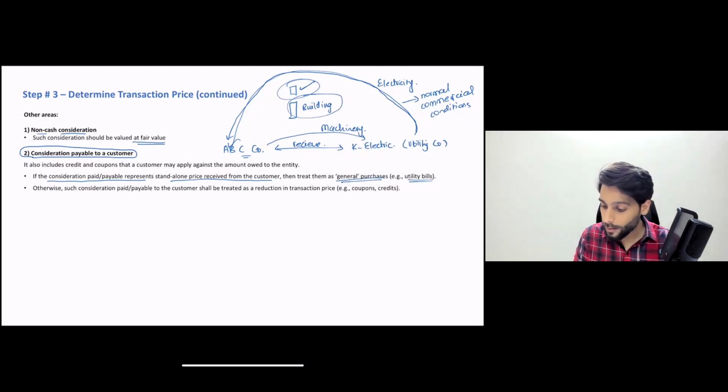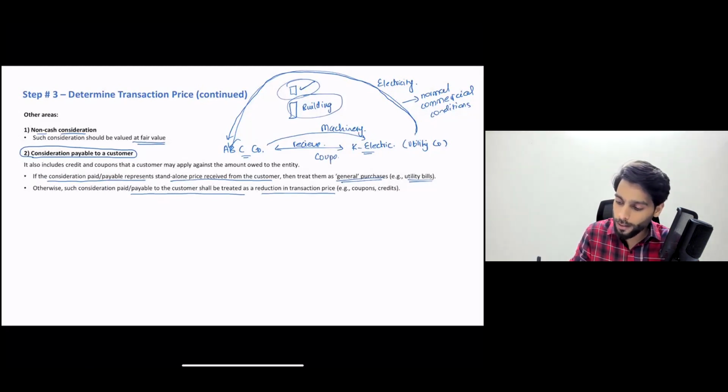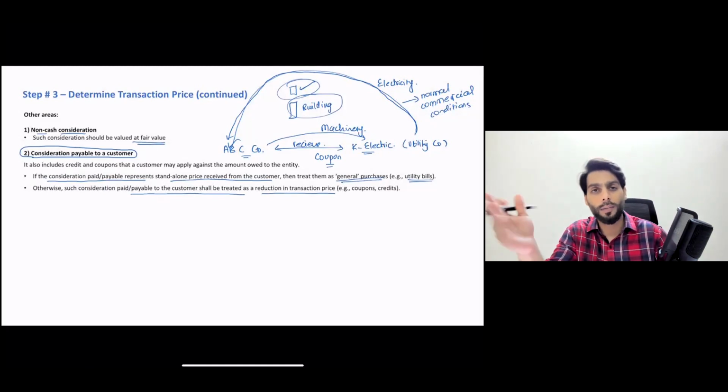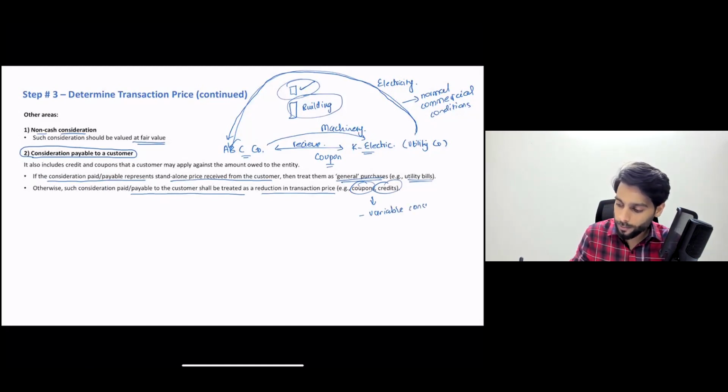However, if the consideration payable to the customer is basically a reduction in transaction price, for example, K Electric tells you, you sell me your machinery at a given price, and we give you a coupon or a credit on your electricity bills. You won't need to pay your electricity bills. You give us your machinery. Then it is a separate thing. Then that coupon or credit will be basically a negative variable consideration and will be deducted from your transaction price.